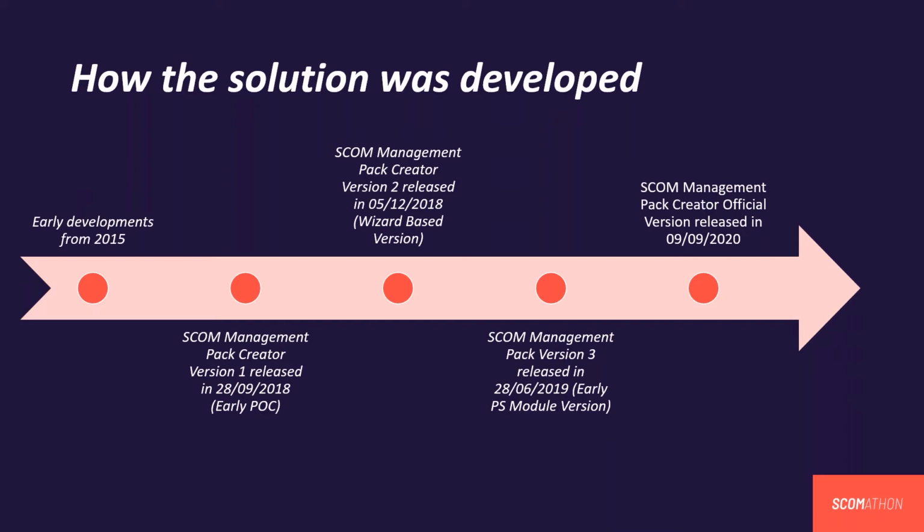And then moving on, looking to advance a little bit further, we go into the third version of the SCOM Management Pack Creator, which was released on the 28th of June 2019. And this was an early version of the PowerShell module version, which we have now. And that was a slightly more stripped down version, so not as many views, not as many monitors, not as many additional features as this one contains. So after further development, we now get to the official version we have here, which was released on the 9th of September this year, which is only just over a month ago.